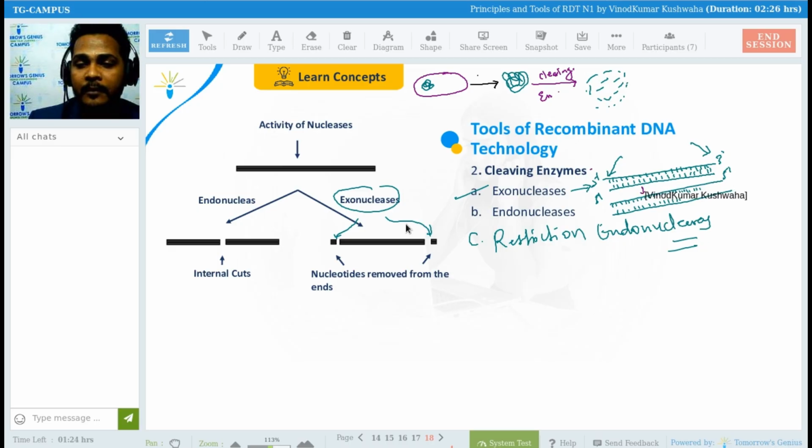I want to cut from here. So this is my specific point. For that purpose, I will use endonuclease. I will not use exonuclease. So always keep in mind, endonuclease is very specific in nature, and because of this specificity, it is going to work on the specific location only. These enzymes do not cleave the end and involve only one strand of the DNA duplex. Clear?